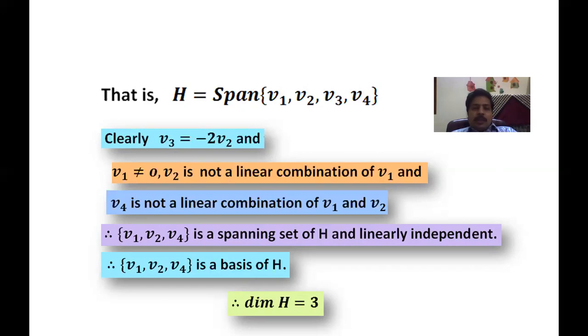So here, though there are 4 vectors used in the given formula, since one is a linear combination of the others, that is omitted, and the remaining 3 can form the basis for H, and hence the dimension of H is 3.